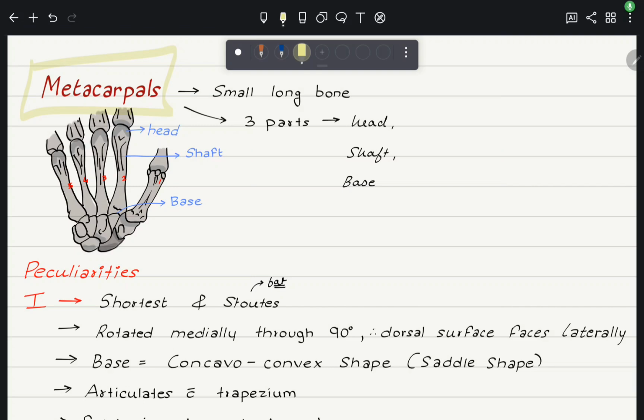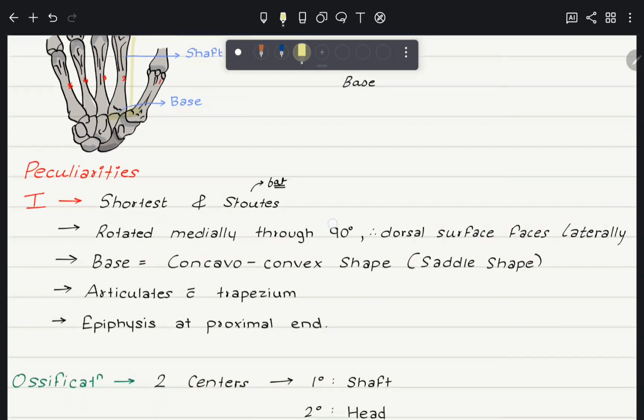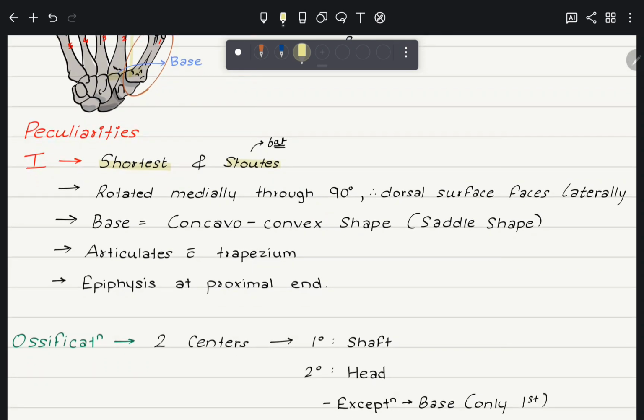Next, metacarpals. Well, they are small, long bones. They have three parts: head, base, and shaft. Talking about their peculiarities, let's talk about the first metacarpal bone. It is the shortest and stoutest, meaning fat, and is rotated medially through 90 degrees. Therefore, the dorsal surface faces laterally.